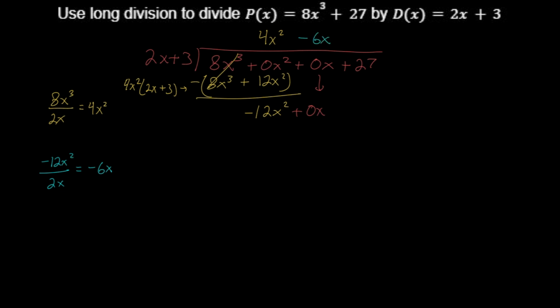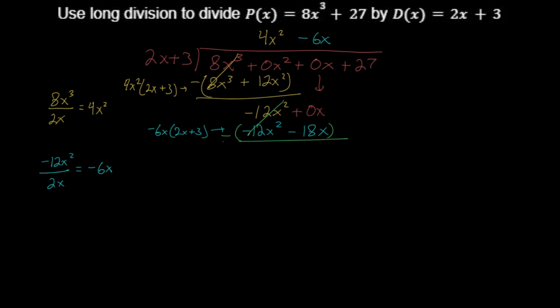The next thing we'll do is multiply our divisor by negative 6x. So negative 6x times 2x plus 3, which will give us our new line to subtract. That will give us negative 12x squared minus 18x. We'll now subtract this. So negative 12 minus negative 12, double negative makes it plus 12.